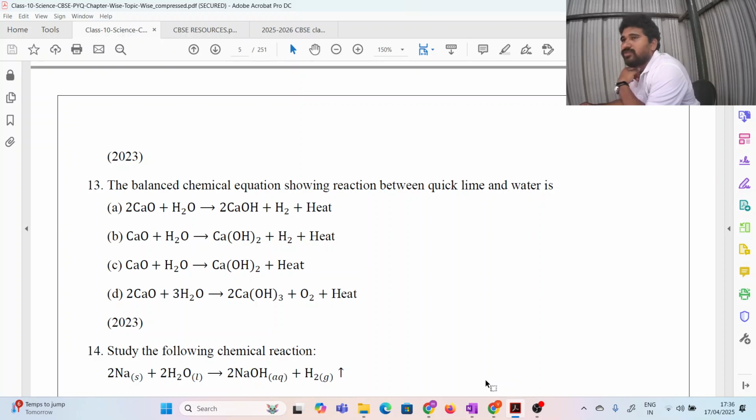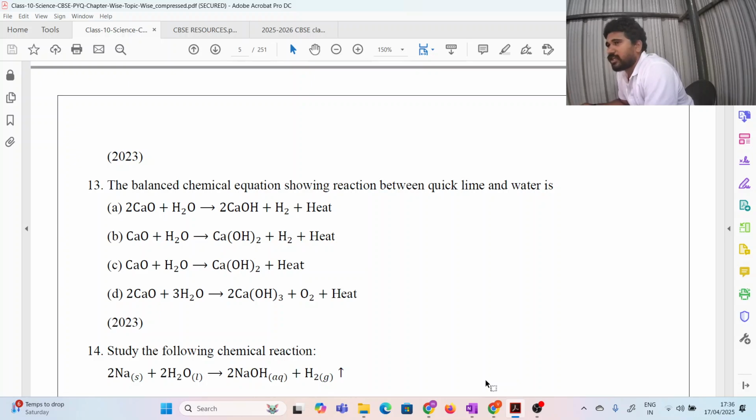Yes or no? Plus heat also. Option, sorry, H2, right? Very good. So actually I thought it is just a metal. CaO it is. So it will not produce any hydrogen gas. CaO plus H2O, it is a combination reaction which we studied.